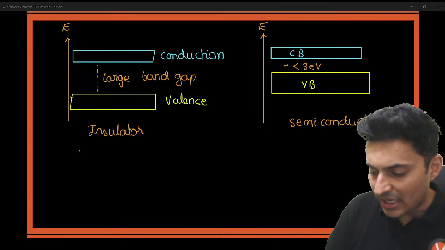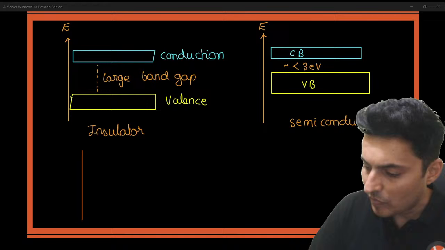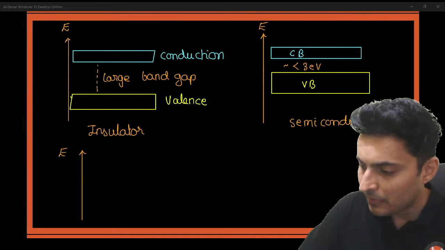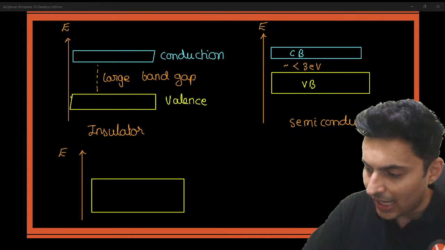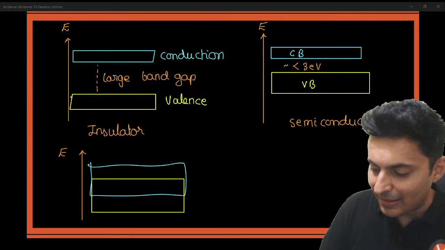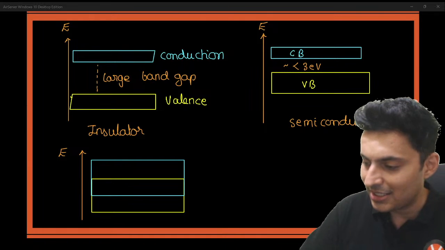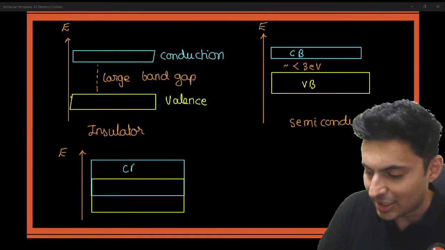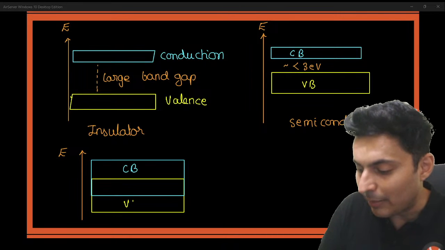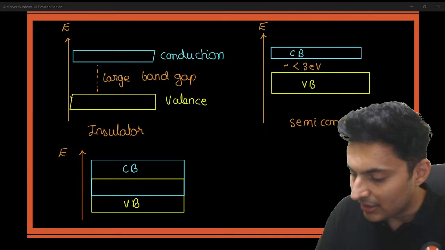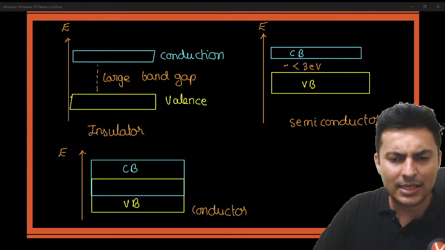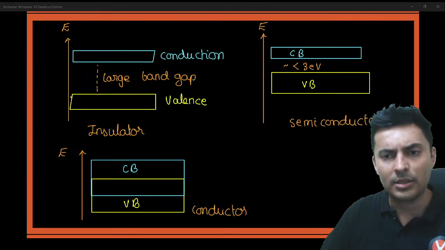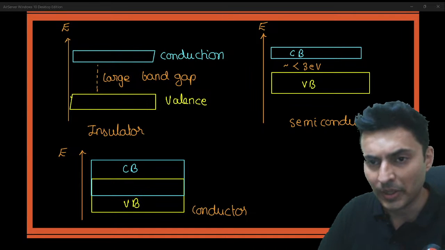And lastly, if the valence band and the conduction band coincide partially or fully, they merge partially or fully, they overlap, then it is nothing but a conductor. Then it is nothing but a conductor. You should know these energy level diagrams. These are standard things which are there in all the books. That is number one. Okay.